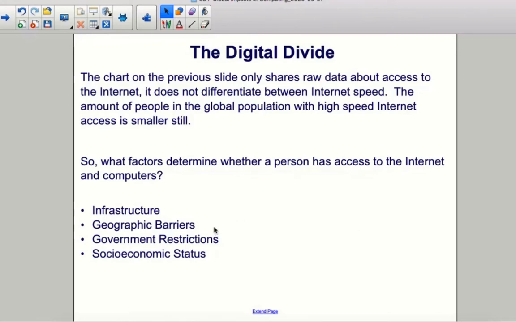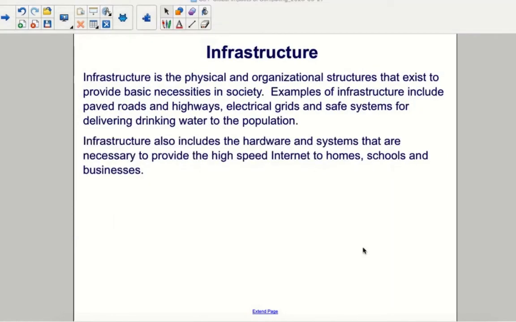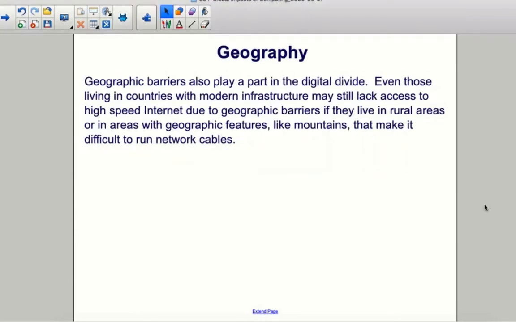Infrastructure, geographic barriers, government restrictions, and socioeconomic status. Infrastructure is the physical and organizational structures that exist to provide basic necessities in society. Examples of infrastructure include paved roads and highways, electrical grids, and safe systems for delivering drinking water to the population. Infrastructure also includes the hardware and systems that are necessary to provide the high-speed internet to homes, schools, and businesses.